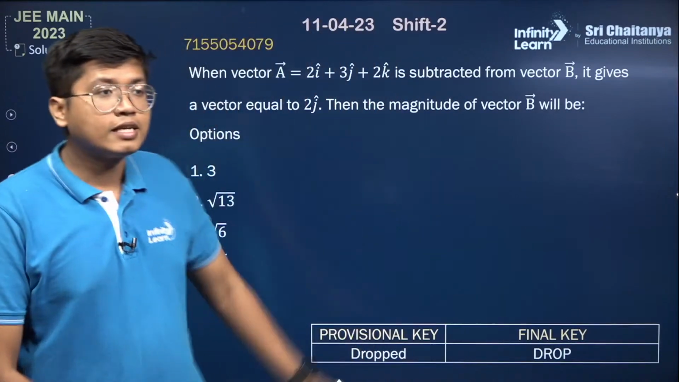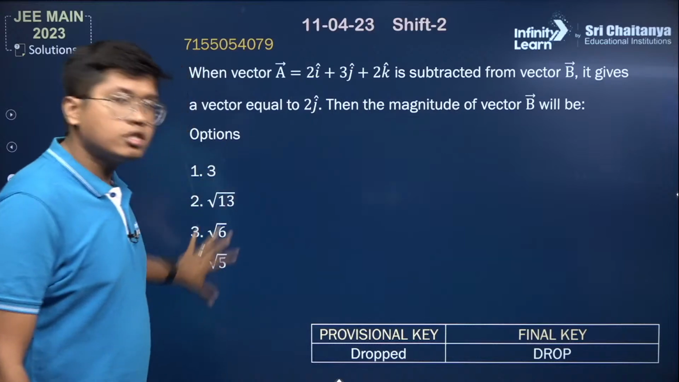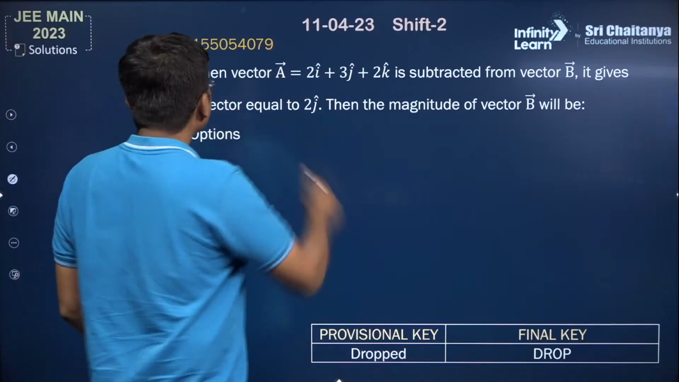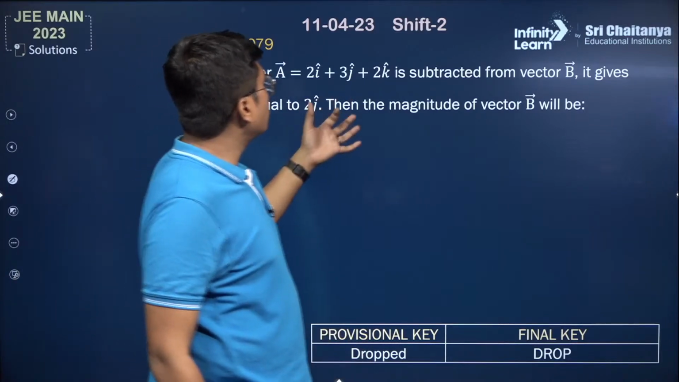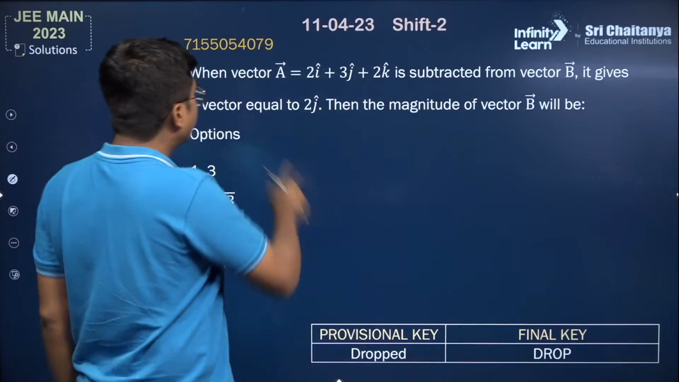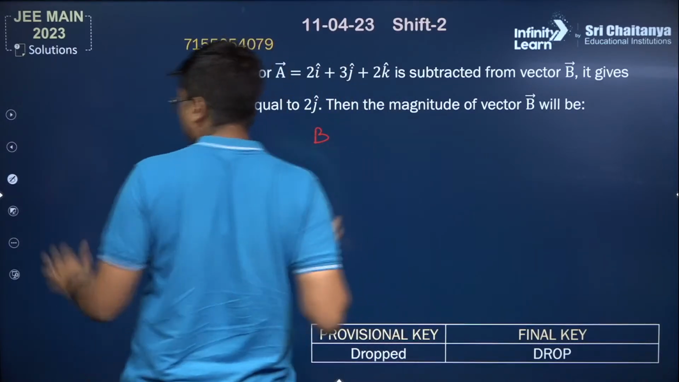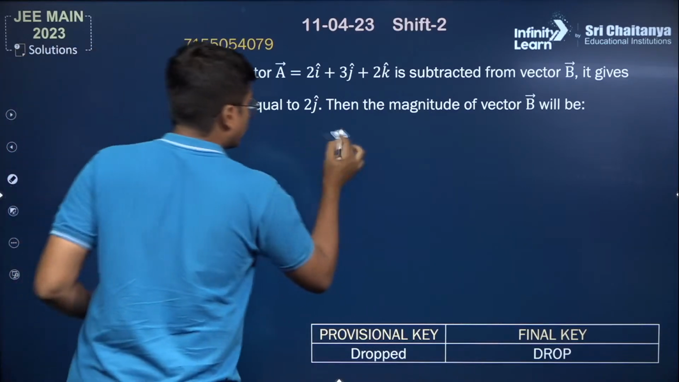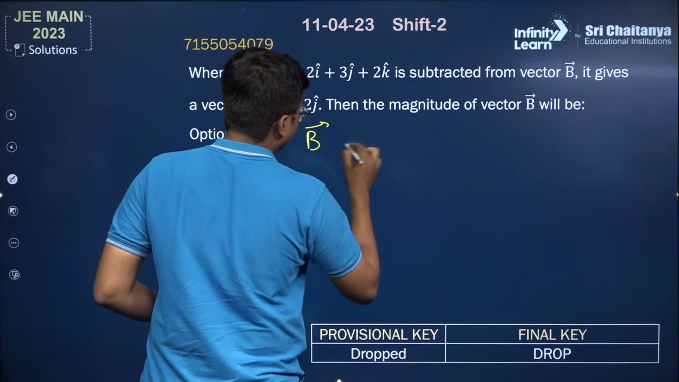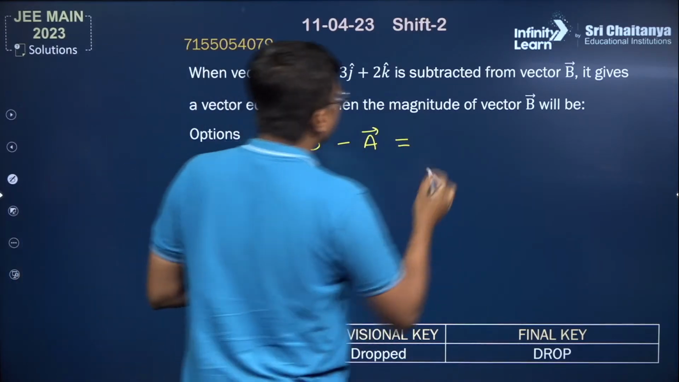So let's discuss this. This is a dropped question because, as you will see, none of the options match what it should be. So over here we have A vector is equal to 2i cap plus 3j cap plus 2k cap, which is subtracted from B vector to get 2j cap. Just change the pen color because red does not give you good contrast. So B vector minus A vector, because A vector is subtracted from B vector to get 2j cap.